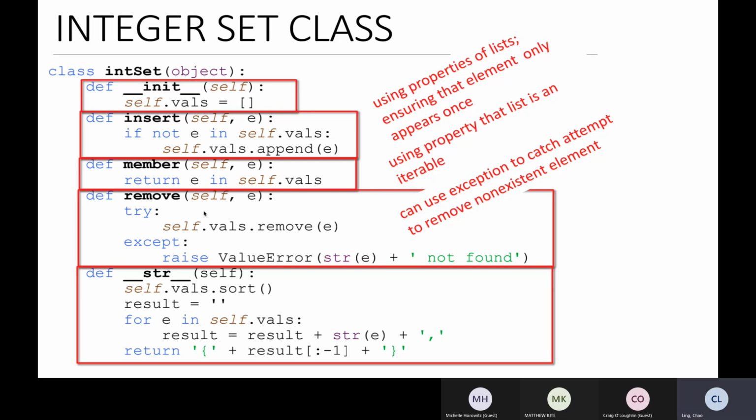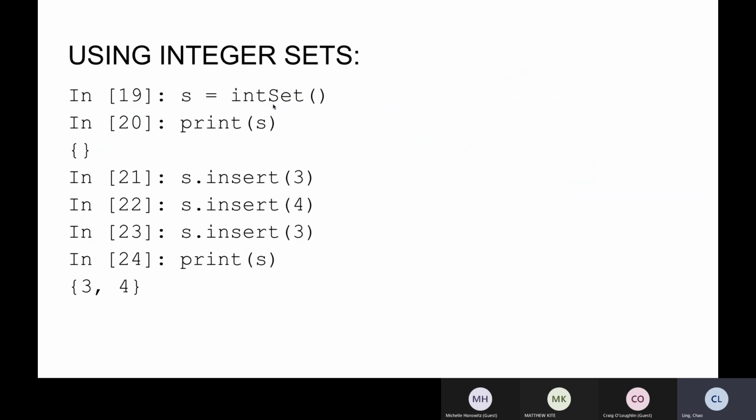Any question for that? The key is to use the empty list as an internal representation. So here's an example of how to use it. First, initialize an instance s, which is the integer set, and print that. It is empty because initially nothing happened. And then you insert 3, and then insert 4, and then insert 3 again. Now you print, get 3, 4. Where's the second 3? No, it's a set, so you can only get it once.